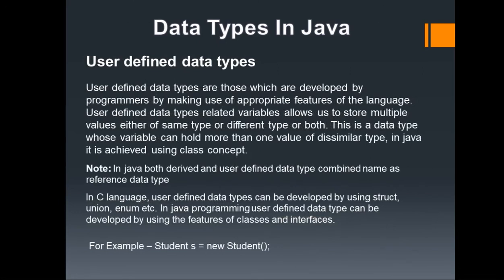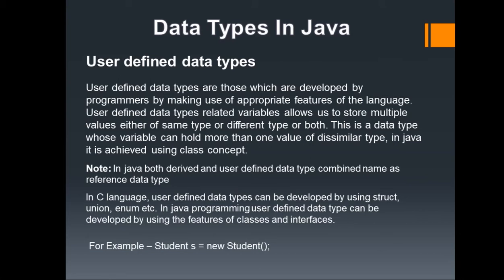Next one is user-defined data type. User-defined data types are those which are developed by programmers by making use of appropriate features of the language. User-defined data type related variables allow us to store multiple values either of the same type, or different types, or both. This is a data type whose variables can hold more than one value of dissimilar types. In Java, it is achieved using the class concept. Note: in Java, derived and user-defined data types are combined and named reference data type.